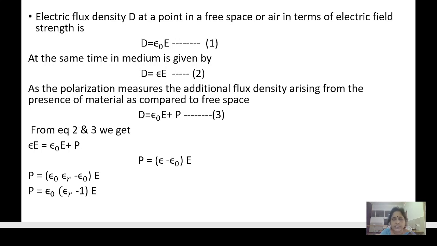So here, equating 2 and 3: epsilon E is equal to epsilon naught E plus P. P is equal to epsilon minus epsilon naught, into E. Here we take in place of epsilon the term epsilon naught epsilon r, from the dielectric constant epsilon r equal to epsilon by epsilon naught. So P is equal to epsilon naught epsilon r minus epsilon naught, into E. Here we take common the term: P is equal to epsilon naught into epsilon r minus 1, into E.